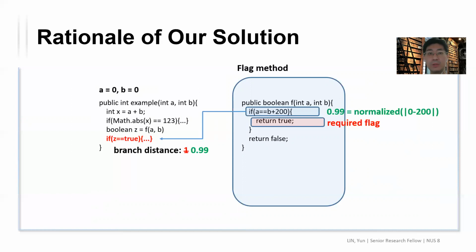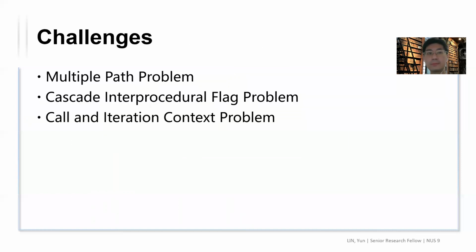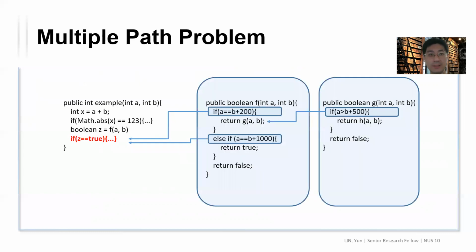In practice, we usually normalize the branch distance between 0 and 1. However, there are 3 challenges to recover the gradients for interprocedural flag problems. The first is the multi-path problem. The invoked flag method may have many branches to return the required flag. Each branch has its own branch distance. How can we choose among them?